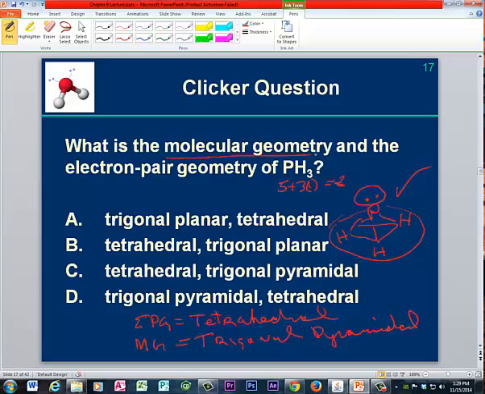So the question is, what is the molecular geometry and the electron pair geometry? So the question wants the molecular geometry first. That's trigonal pyramidal. And then the electron pair geometry, that's tetrahedral. So we'd find trigonal pyramidal and tetrahedral.